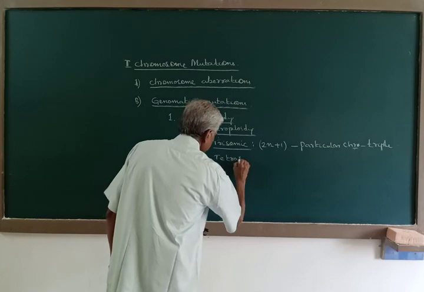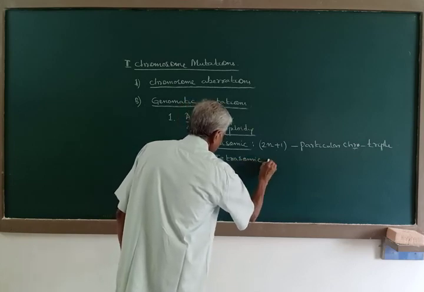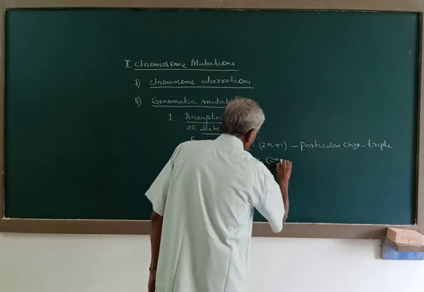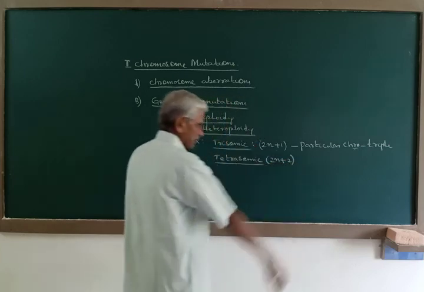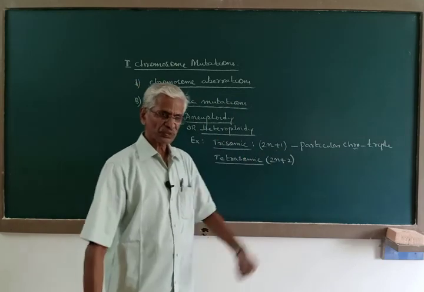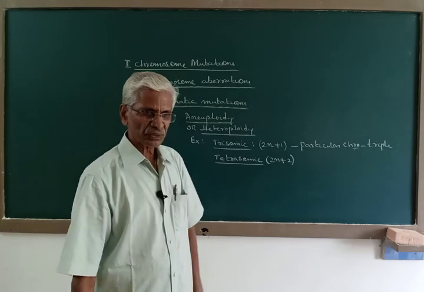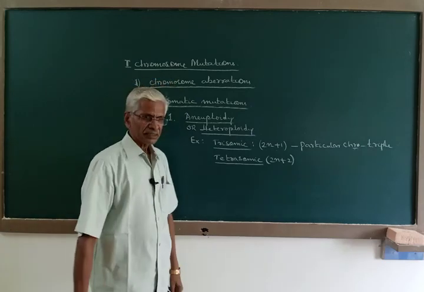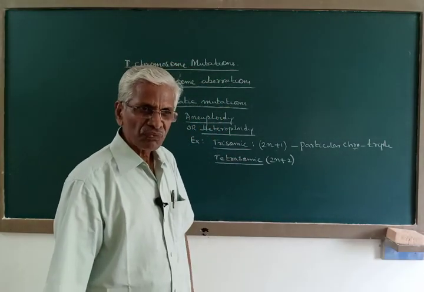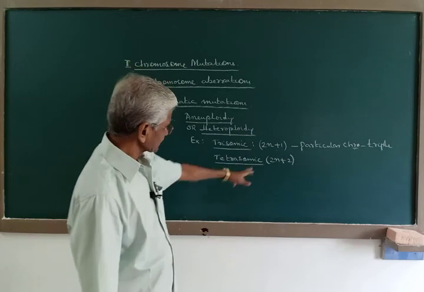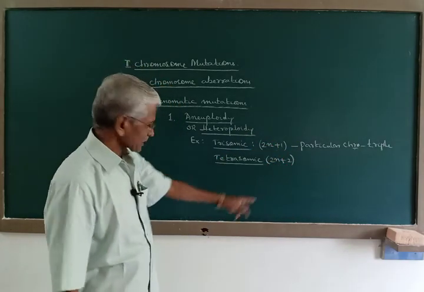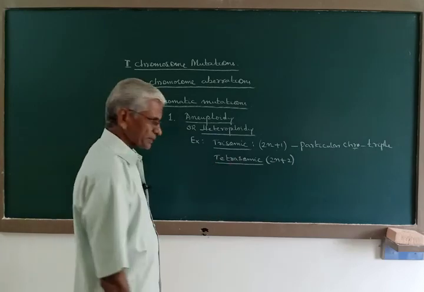Another, tetrasomic. Tetrasomic, that is 2n plus 2. A particular chromosome will be present in 4 copies. A given chromosome in a diploid number, instead of the usual 2 chromosomes, there may be 4 copies of the same chromosome. So that is 2n plus 2, 2 extra chromosomes. And this is called tetrasomic.